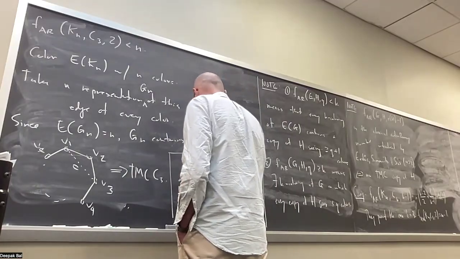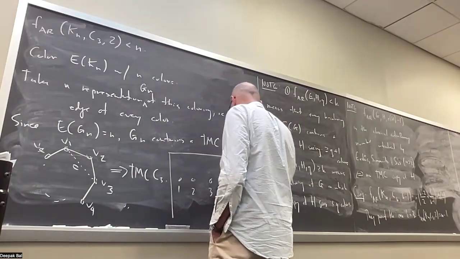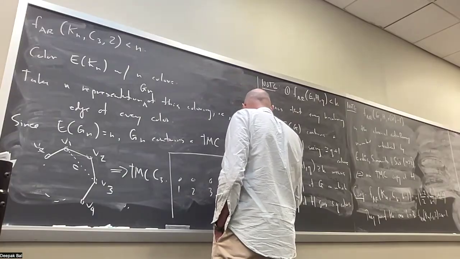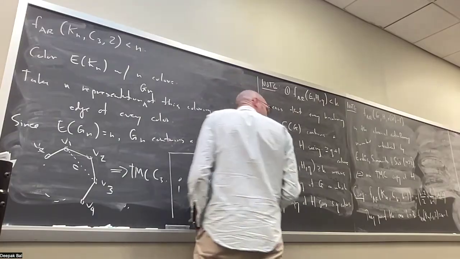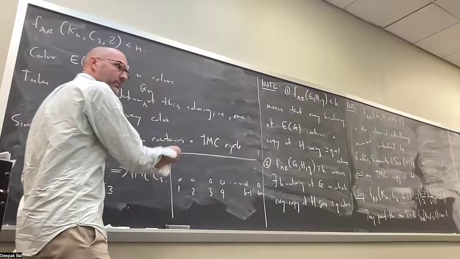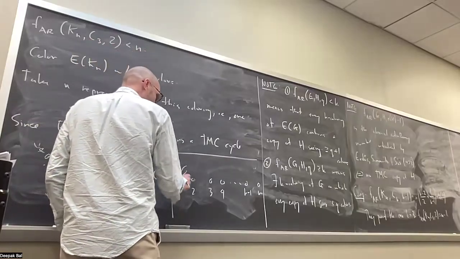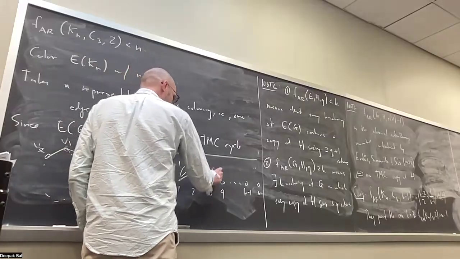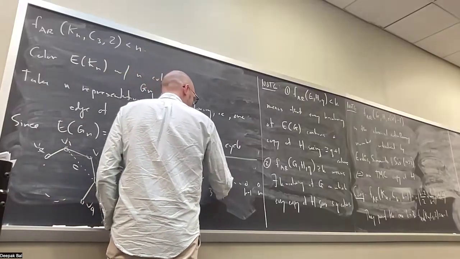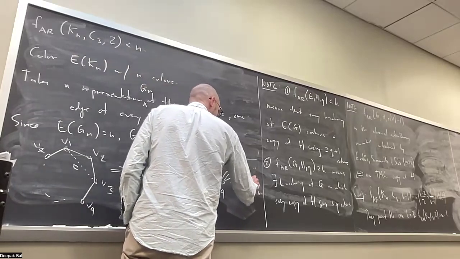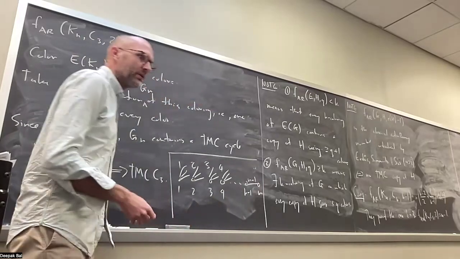And so here's the construction. Just order your vertices of Kn in any way, and then color the edges by their left-hand endpoint. So all of these edges are going to get color 1. All of these edges are going to get color 2. All of these edges are going to get color 3 and 4. And this one edge is going to get color n minus 1, right?